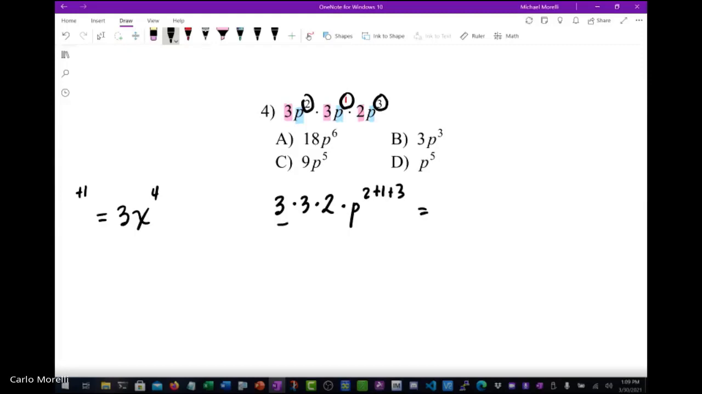Well, 3 times 3 is 9, and 9 times 2 is 18. So we'll lead with 18, write p. Then 2 plus 1 is 3, and 3 plus 3 is 6. So 18p to the 6th.